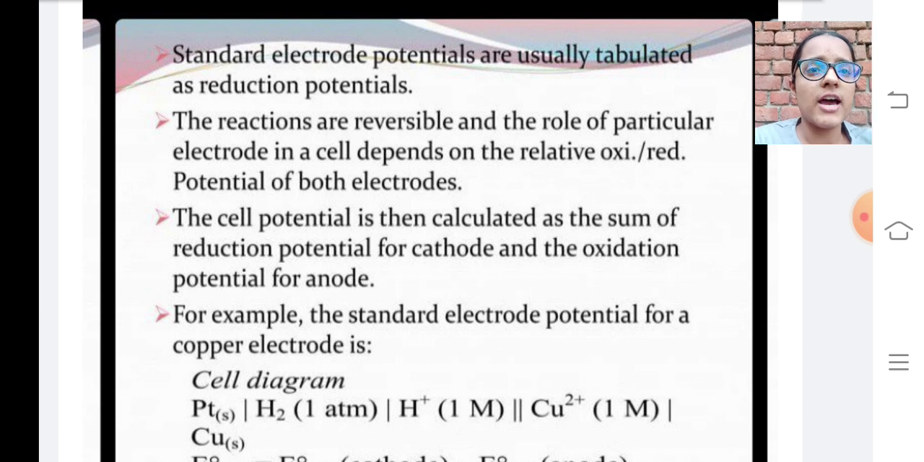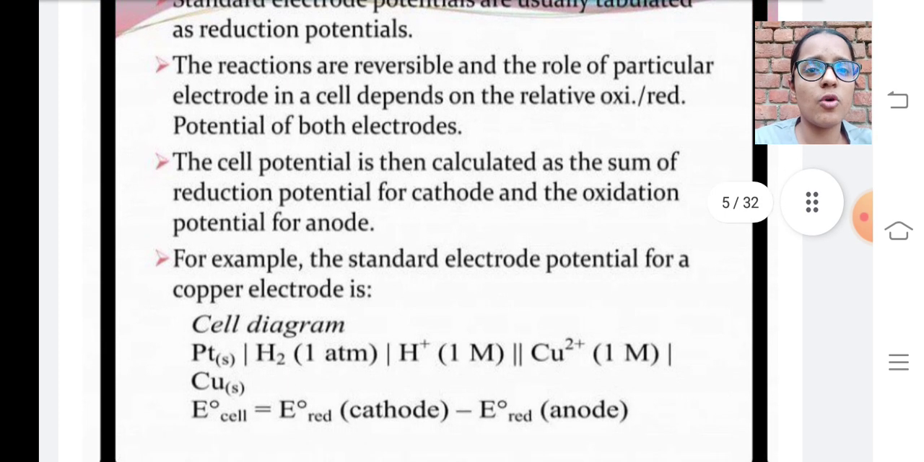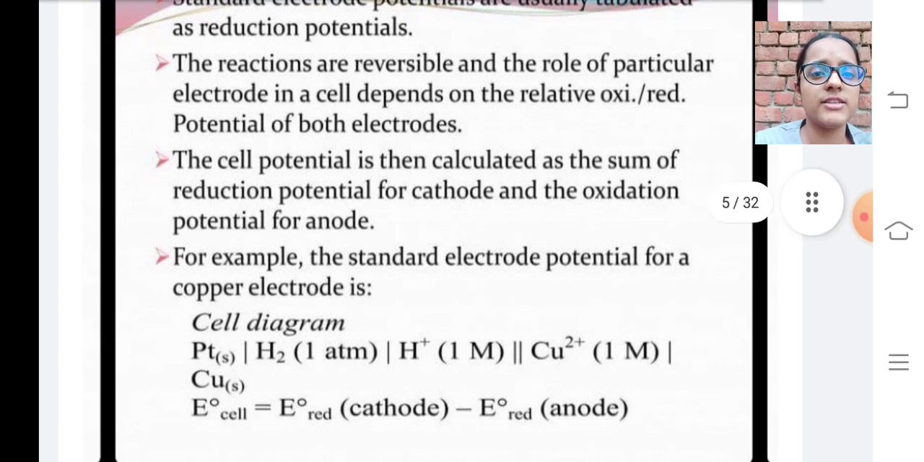The reactions are reversible and the role of a particular electrode in a cell depends on the relative oxidation or reduction potential of both electrodes. The cell potential is then calculated as the sum of the reduction potential for the cathode and the oxidation potential for the anode. For example, the standard electrode potential for copper electrode is, cell diagram.